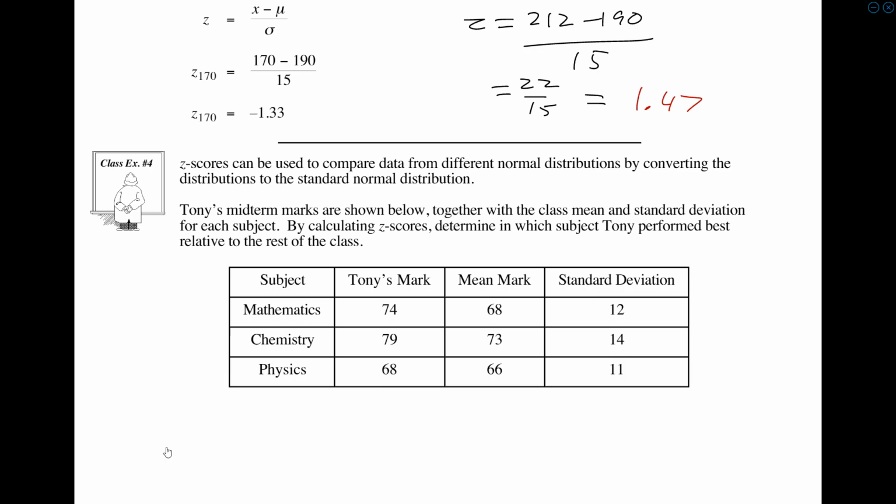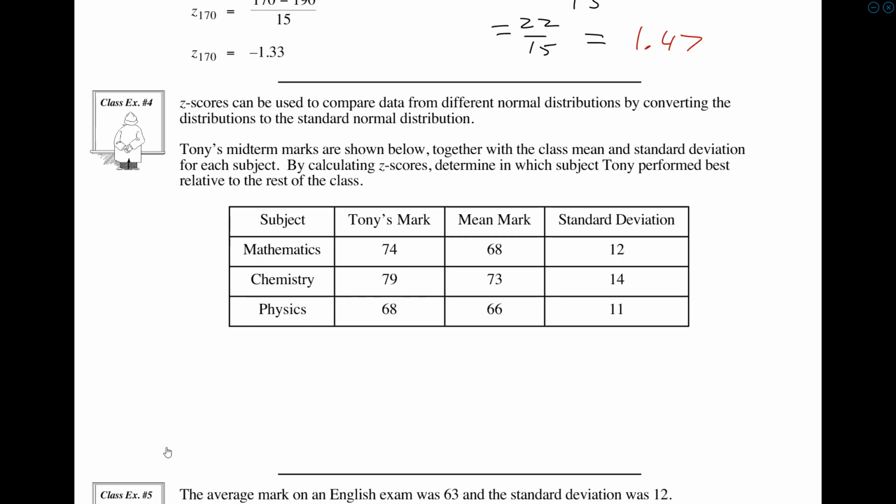First of all, what's Tony's Z-score in math? We'll call this Z of math. For Z of math, we take his mark, X, minus the mean mark, 68, and divide by the standard deviation of 12. So we have 6 over 12, so he's at 0.5. He's a half standard deviation above the mean. Great job.